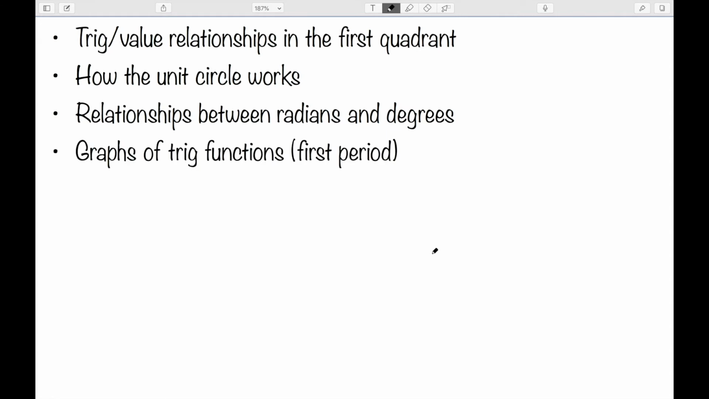And finally, you should have a pretty good idea of what the graphs of different trig functions look like, at least for one period of the trig function, since they do repeat indefinitely. So let's start to look at some examples.